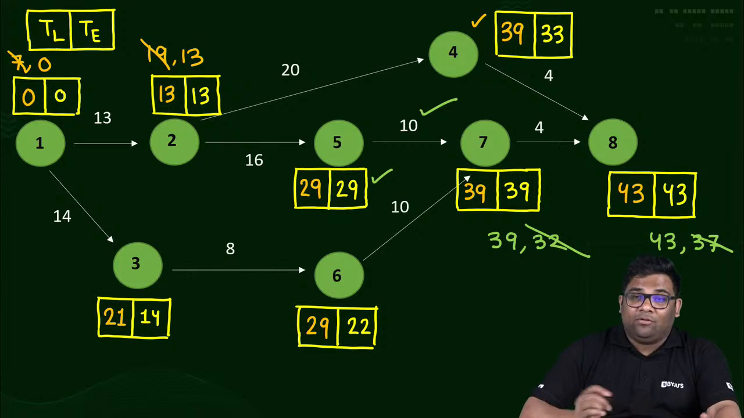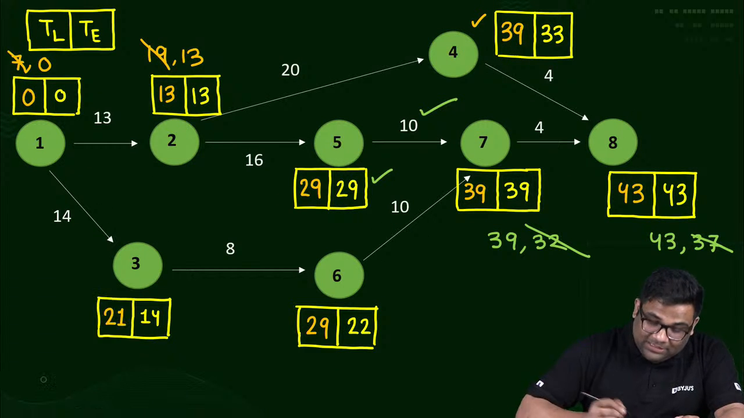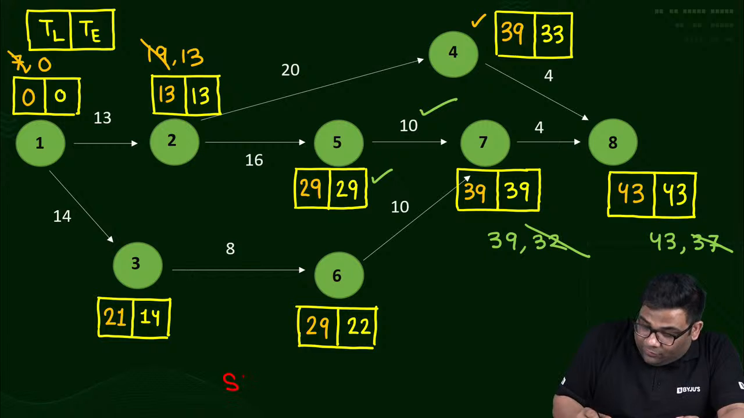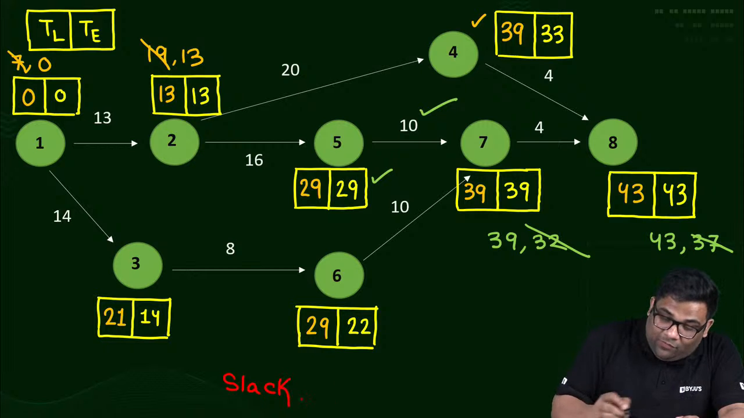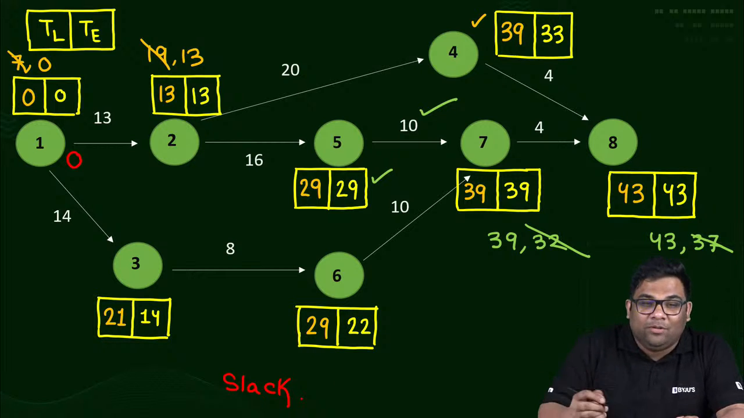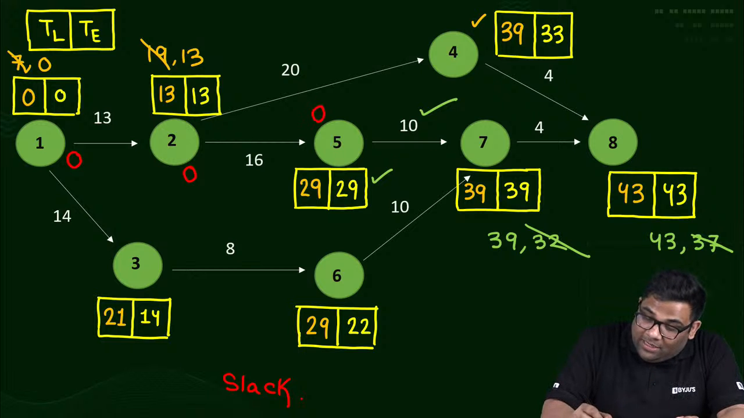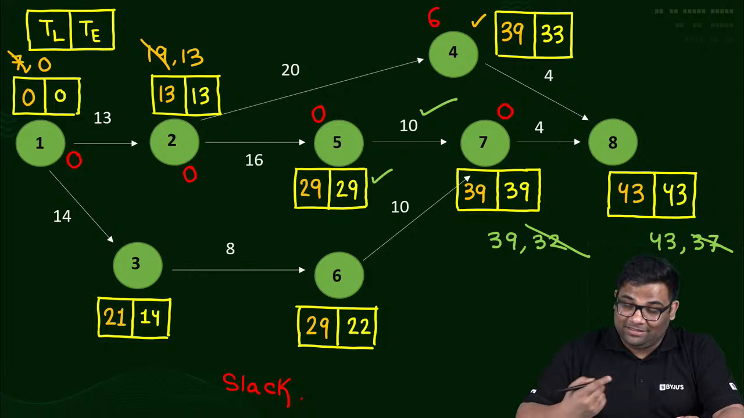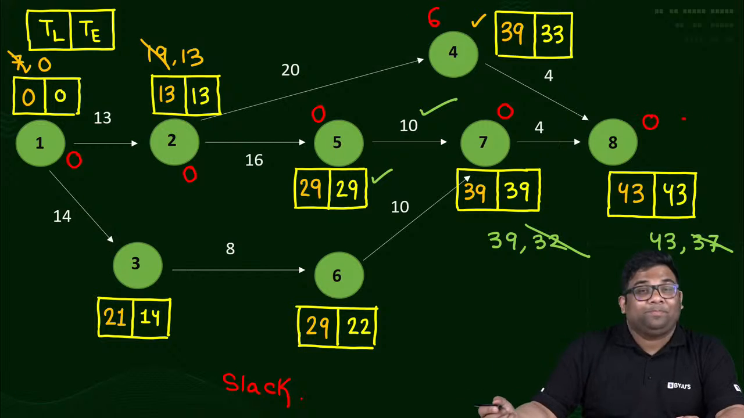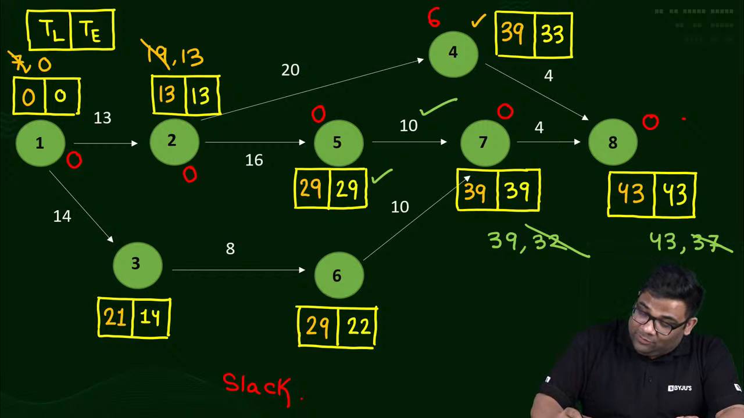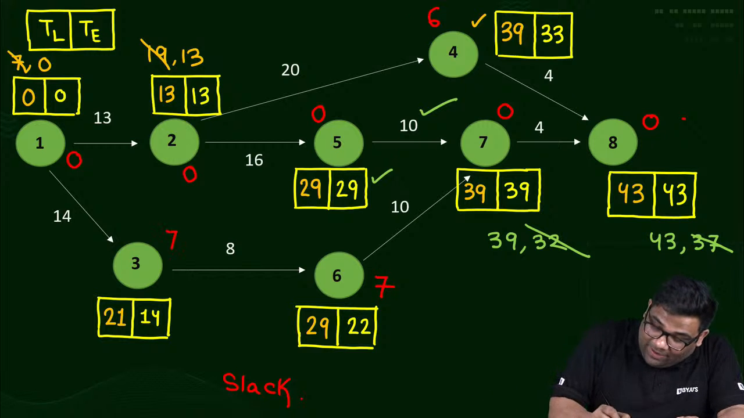Now tell me the slack values. I can easily find out slack values. Suppose I am finding the slack values in red. The slack value for the first one is 0 minus 0, which is 0. Here also 0. 13 minus 13, here also 0. Here the slack value is 6, 39 minus 33, 6. Here it is 0. Here it is 7, and here it is 7.